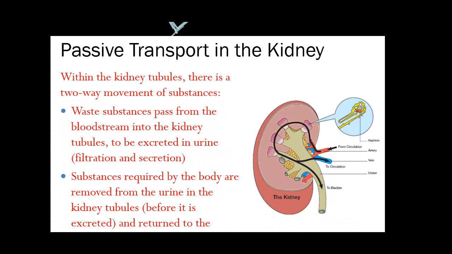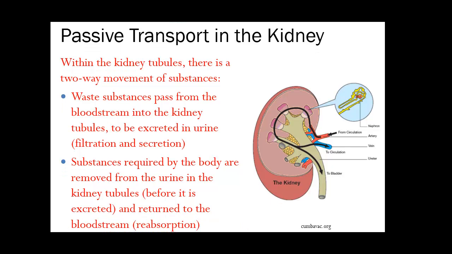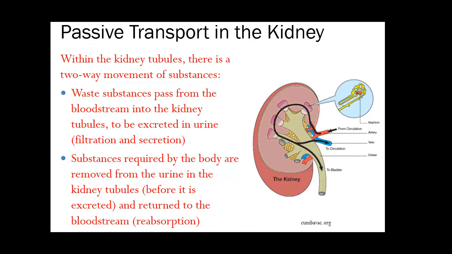So now that leads us to passive transport in the kidney. Within the kidney tubules, there is a two-way movement of substances. There are waste substances passed from the bloodstream into the kidney tubules to be excreted in urine, and the substances required by the body, which are removed from the urine in the kidney tubules.